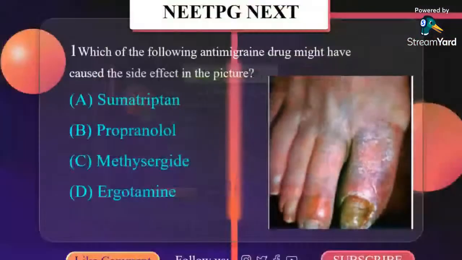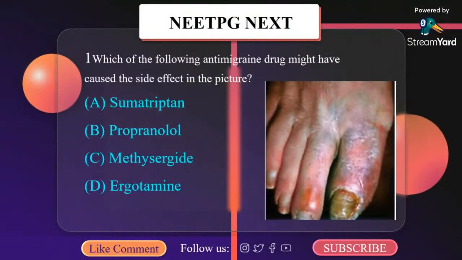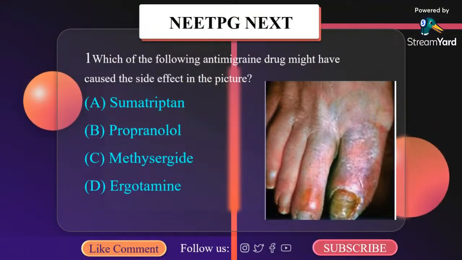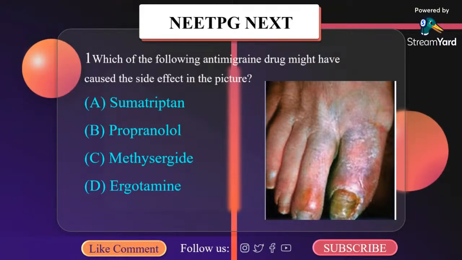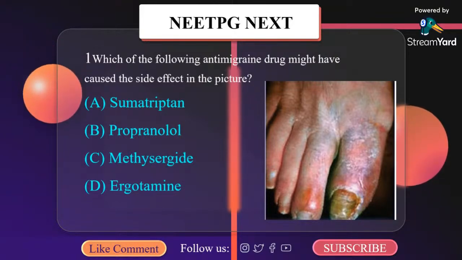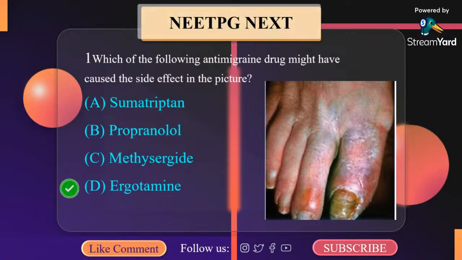Which of the following anti-migraine drugs might have caused the side effect in the picture? Ergotamine can cause severe peripheral vasoconstriction and gangrene in organs with end arteries like the finger. So the correct answer here is D, ergotamine.